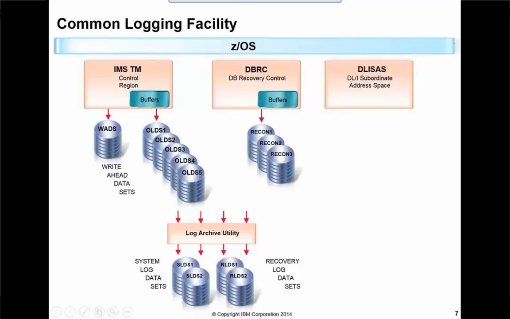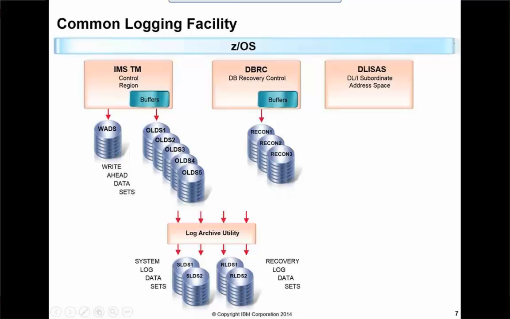And so that's what goes on all day long. As OLS1 fills up, we switch to OLS2. In the meantime, OLS1 is being archived to SLDS1, for example. When OLS2 fills up, we switch to OLS3. And we keep doing that until we get to the last OLS data set. And once that last OLS data set fills up, then we wrap around and reuse the first OLS data set. And we can do that because the information on the OLS data set has already been archived to an SLDS. So we don't lose that information. And so this goes on all day long.